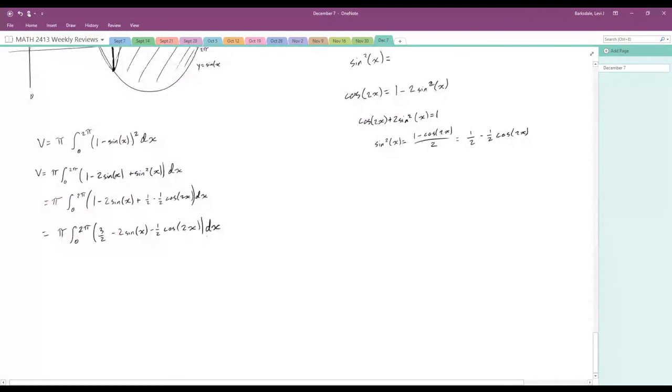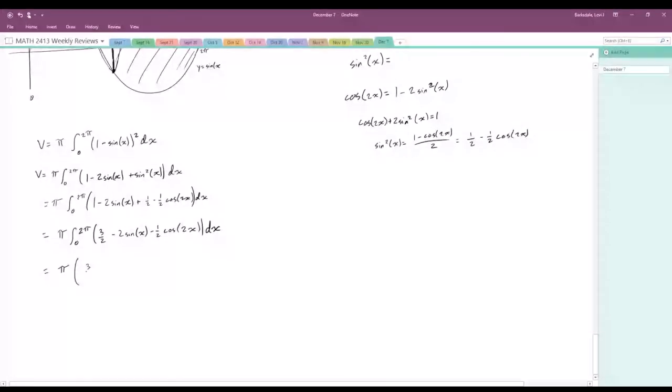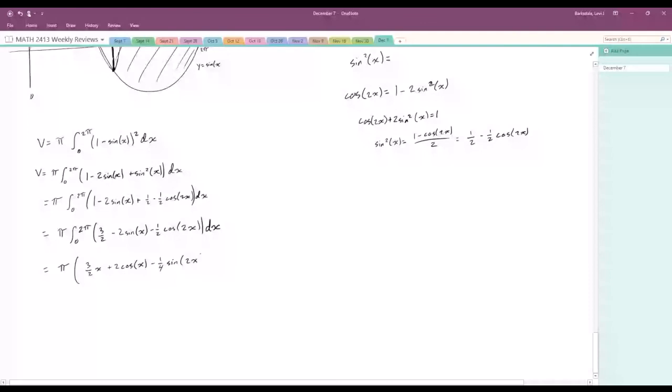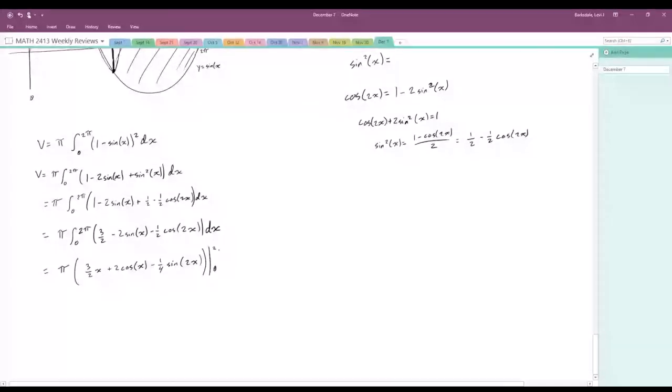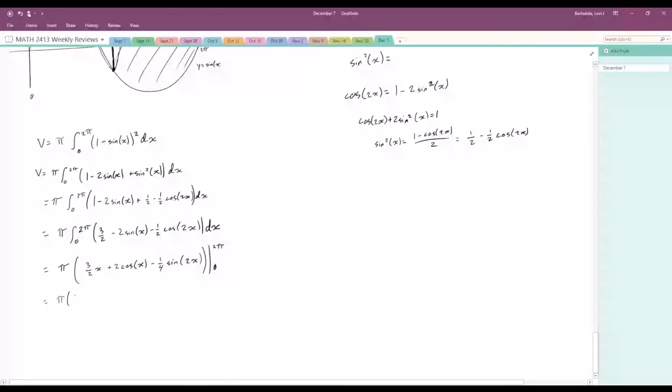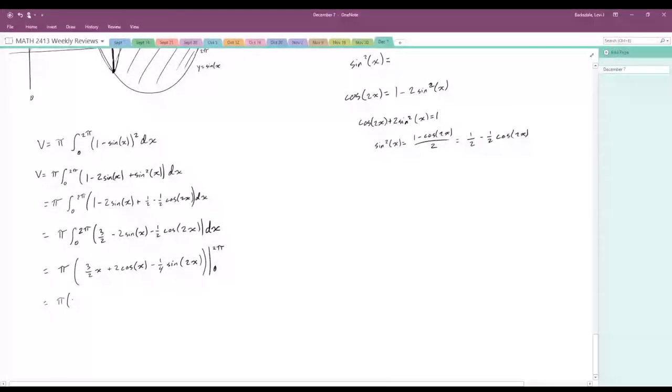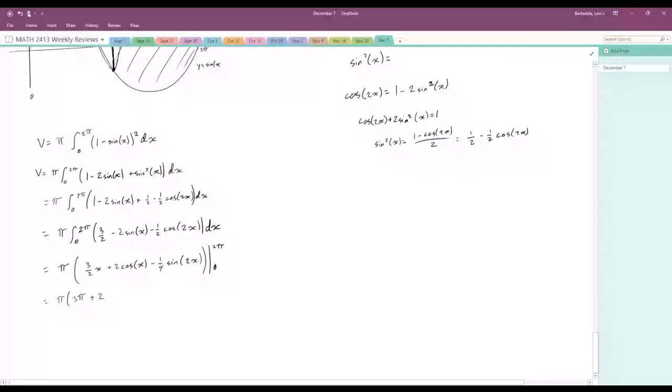And from here we can just integrate. So the integral of 3/2 is 3/2 x. Here we have plus 2 cosine of x. And then minus 1/4 sine of 2x. All of this goes from 0 up to 2 pi. And I can just plug it in. So this would get me 3 times 2 pi over 2, which is 3 pi. The cosine of 2 pi is 1, so 2 times cosine 2 pi is 2. And then the sine of 4 pi is just 0, so I'm going to ignore that term.